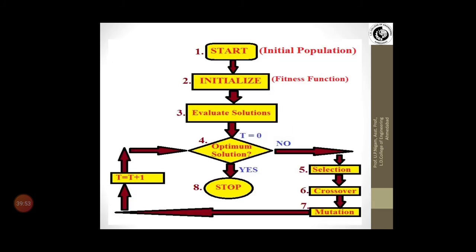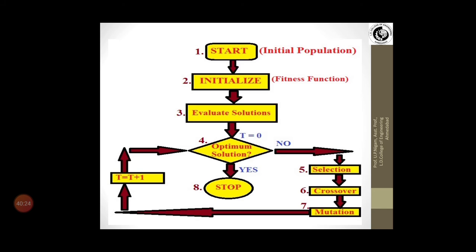This is the flow chart which has been prepared just to understand this. So we have to start, initialize the population, initialize the fitness function, the solutions will be evaluated, and then at the fourth step we will see whether we have got good solutions, whether the fitness function is giving good results or not. If the answer is yes, we can stop because we have reached the optimum solution. If the answer is no, then go for the trial and error process, go for selection, crossover, mutation, as we have seen in the example.